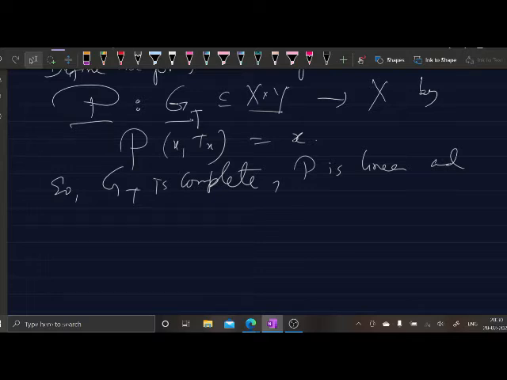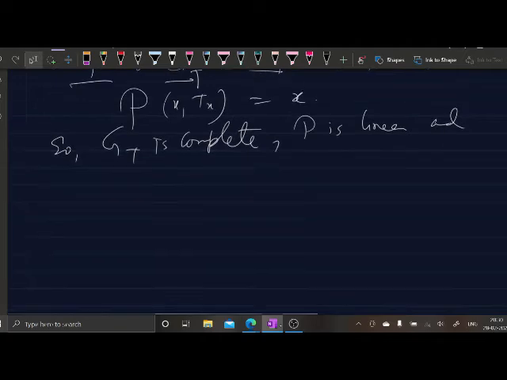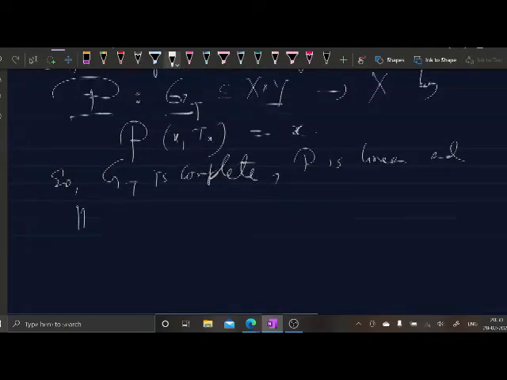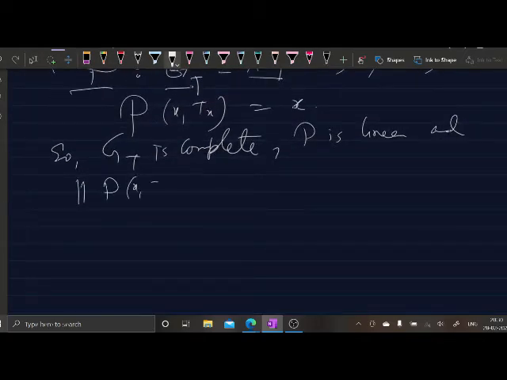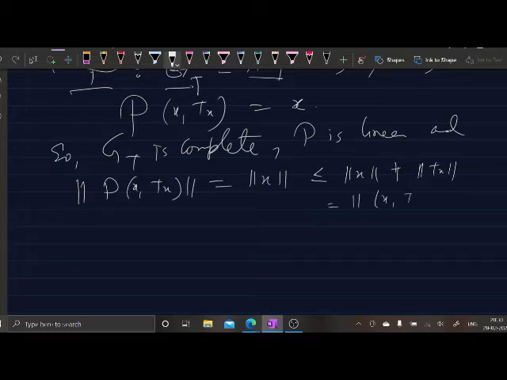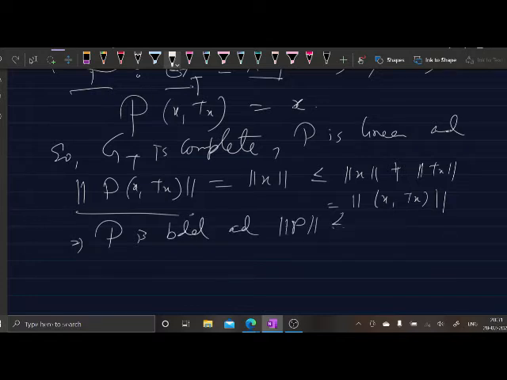Because the norm of P(x, Tx) is equal to norm x, and it is less than or equal to norm x plus norm Tx, which is equal to the norm of (x, Tx). So therefore the norm of this is less than or equal to the norm of (x, Tx). That means P is bounded, and norm P must be less than or equal to 1.